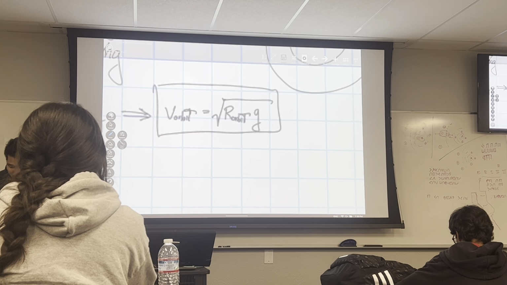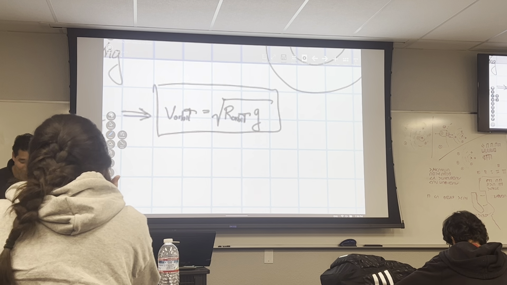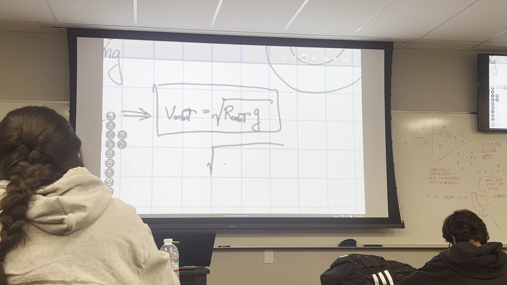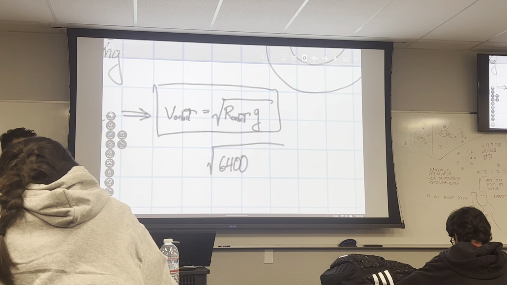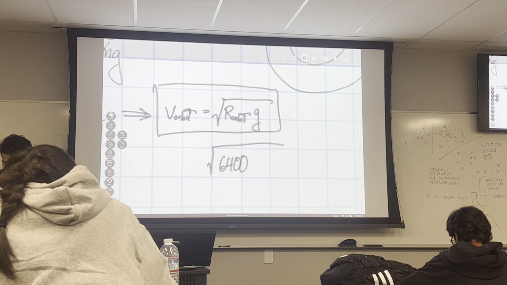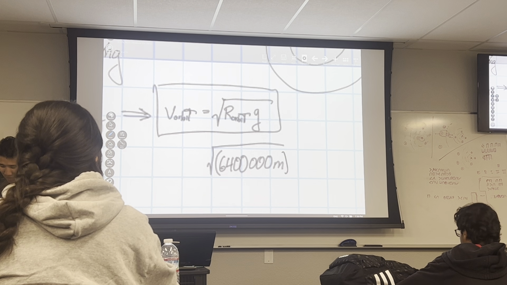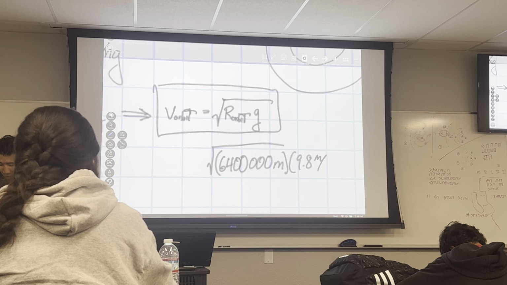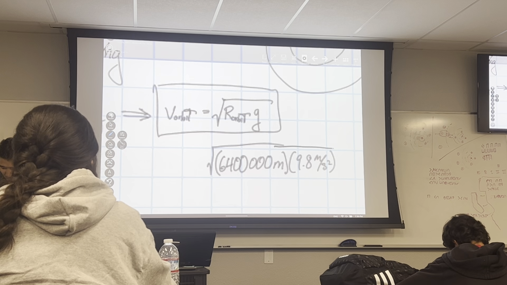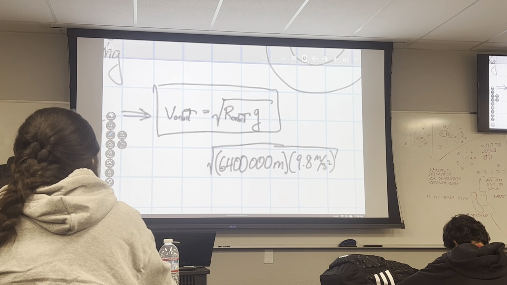Let's actually do this. The radius of the Earth is 6,000. Can somebody do this? Radius of the Earth is 6,400 kilometers, meaning it's 6,400,000 meters times 9.8 meters per second squared. Square rooted. Can someone tell me what this number is?